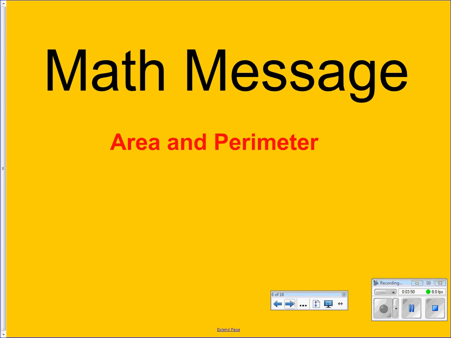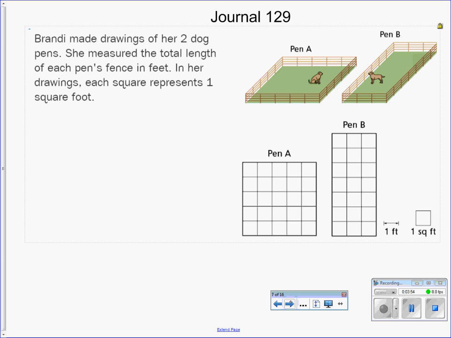All right, our math message today, we're going to be looking at area and perimeter again. We're going to continue with it. Okay, our first question is on journal page 129. So if you want to go ahead and turn to journal page 129, and you want to pause this and try this on your own, you can go ahead, and then when you're ready, you can come back. All right, so journal page 129.